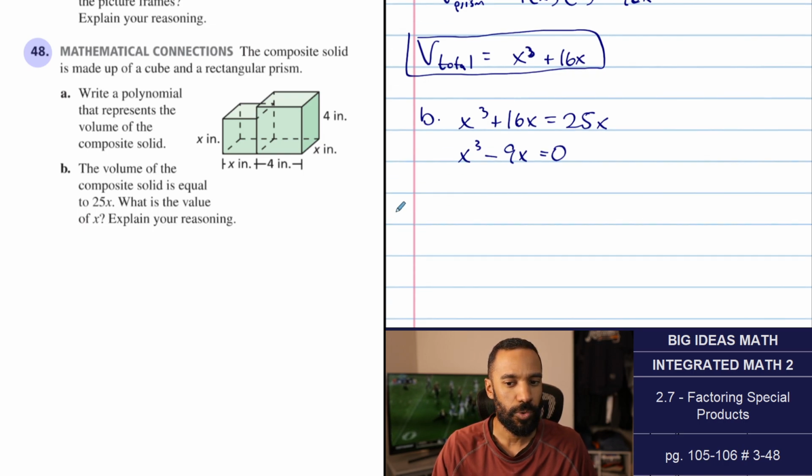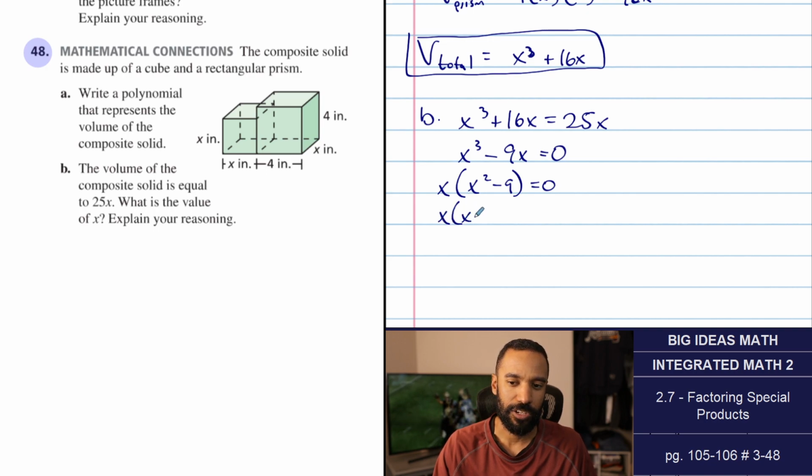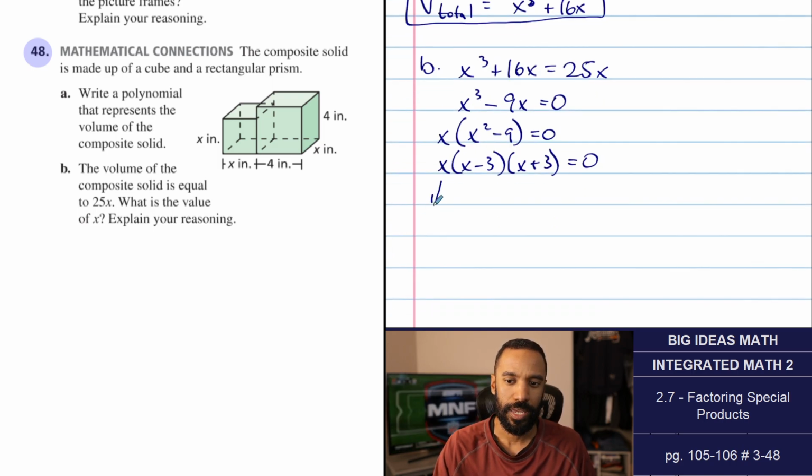Still not a difference of 2 squares or anything, because even though 9 is a perfect square, x cubed isn't a perfect square. But x can factor out of there, and you get x squared minus 9 equals 0 here. Now, x squared minus 9 factors to x minus 3 times x plus 3. And I have 3 different factors that multiply to become 0. So either x equals 0, or x equals 3, or x equals negative 3.